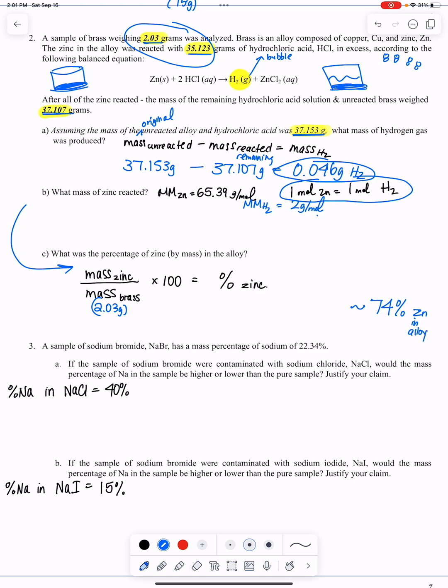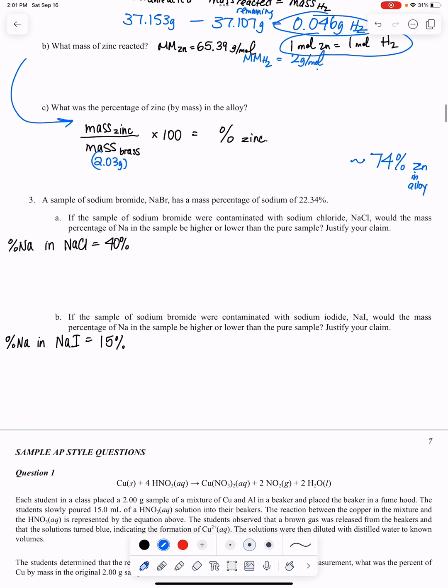And then finally, the last you do question that I wanted you to try on your own is number 3 here. This says a sample of sodium bromide has a mass percentage of sodium, which is 22.34%. Getting the percentage of each element in a compound is prior knowledge from chapter 3. If the sample of sodium bromide were contaminated with sodium chloride, would the mass percentage of the sodium be higher or lower? Justify. Letter B is also a similar one. If it was contaminated with sodium iodide, would the mass percentage be higher or lower?